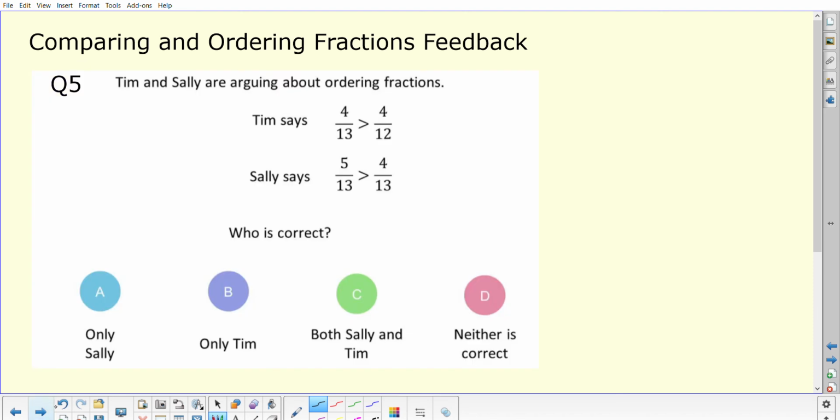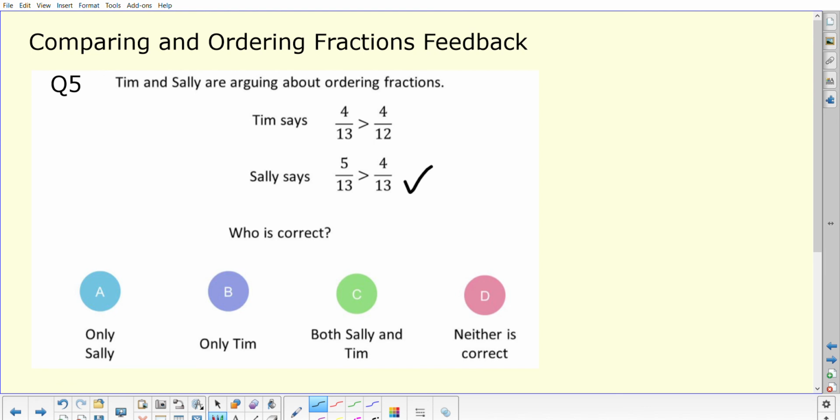For the last question, question 5, these little symbols, the pointy end of it points to the smaller fraction. So what this is saying is Tim is saying that 4/13 is bigger than 4/12. Sally's saying 5/13 is bigger than 4/13. So hopefully you can recognise that actually that's a true statement.